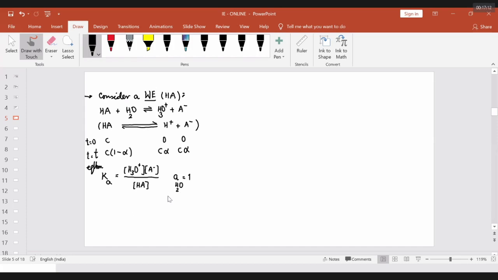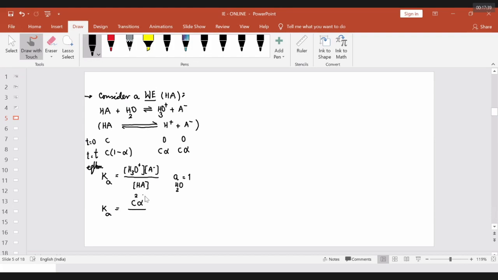Therefore, we take it as 1. Hence, it is not considered. What is this? Concentration of ionized form of H plus, concentration of ionized form of anion, concentration of undissociated, unionized form of substance. Therefore, if you want to write the ionization constant Ka, this is equal to C alpha, concentration of H plus ion.